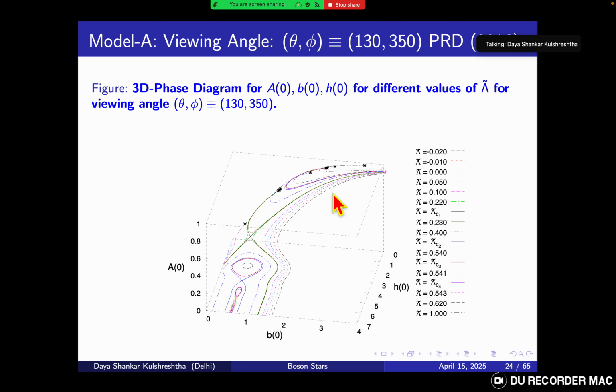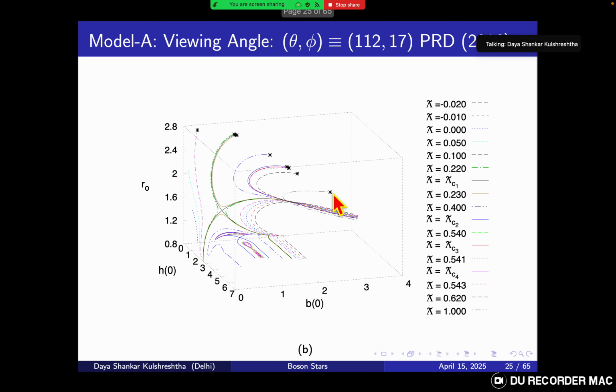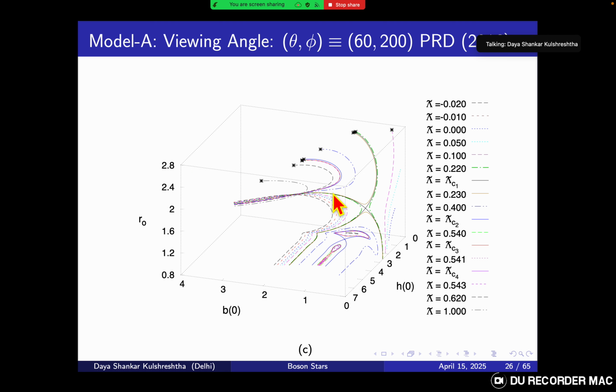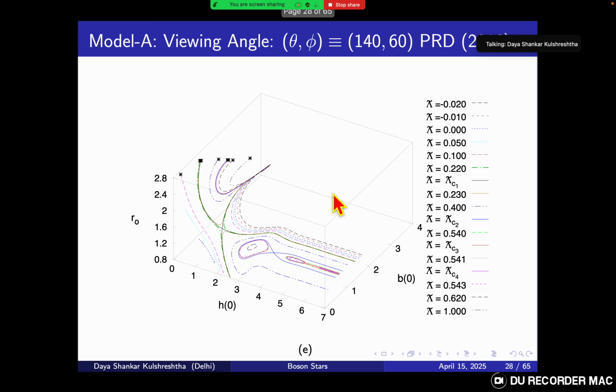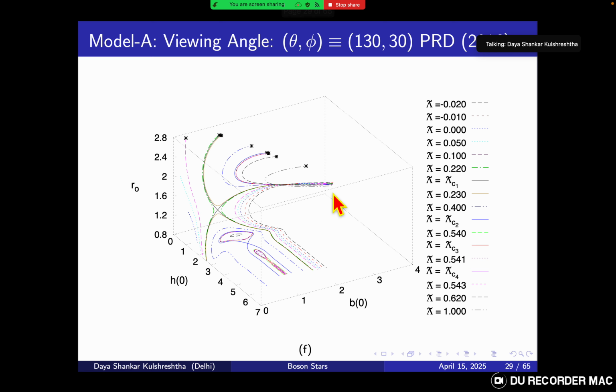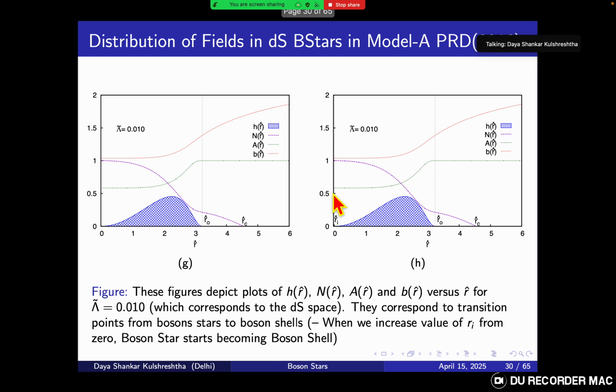Now we drop A0 and make a plot of B0, H0, and the radius of the boson star, and again obtain those three-dimensional phase diagrams of the theory. Some of them are more clearly visible than others, and just the viewing angles change.